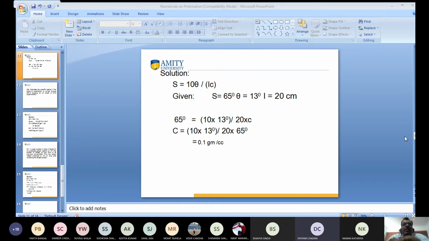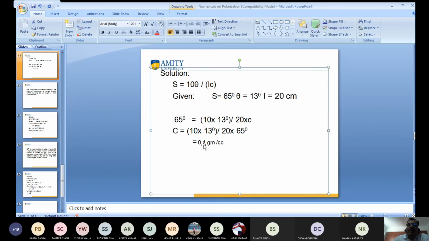Are you able to understand why we take tan theta? Yes, sir. Now I do. If you take length in decimeter, then theta by LC. If you take length in centimeter, it will be equal to tan theta by LC. Clear? So this is the C. I have considered the value of C: 0.1 gram per cc. Clear? Yes or no?